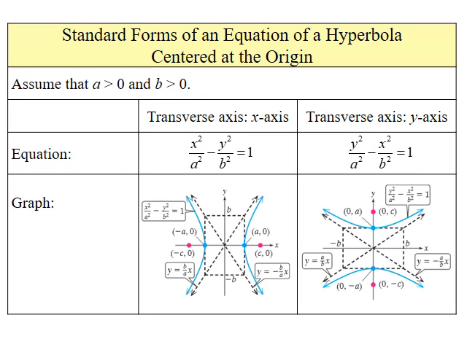Here is an example of what the graph of these parent functions will look like. Again, the horizontal transverse axis will be opening right and left, where the vertical transverse axis will be opening up and down. And again, the way you tell is by which value, x or y, is positive.